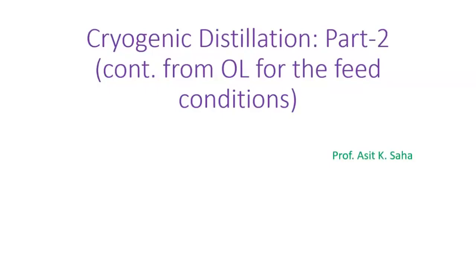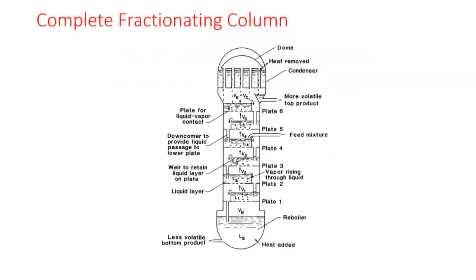Graphically, we use the equilibrium curve and operating lines: operating lines for the rectification section and operating lines for the stripping section. These two I already discussed. So the remaining one is the operating line for the feed conditions, or Q line. That will be discussed up to the plate calculation.